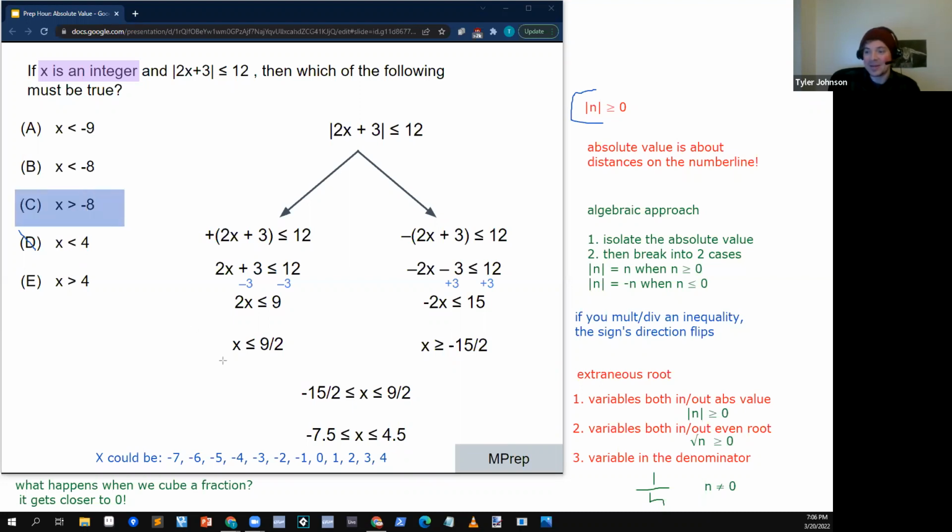C, on the other hand, for all of these potential values, it is true that x is always greater than -8. And that is the sole correct answer here. So the takeaway is read carefully. Be on the lookout for a less than versus less than or equal to, or the opposite. Very subtle, but I've seen those traps come up on the real exam.